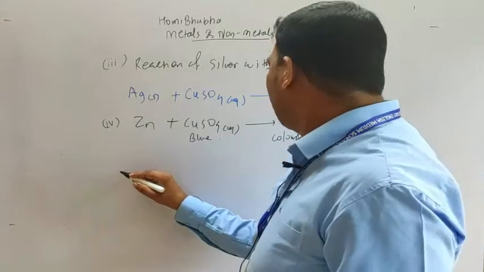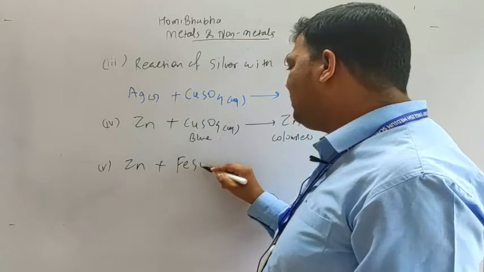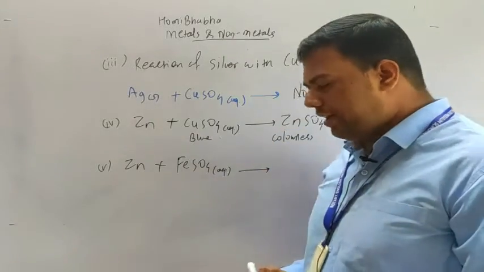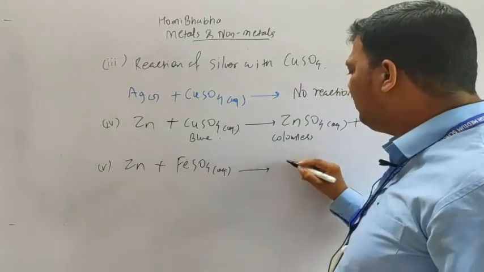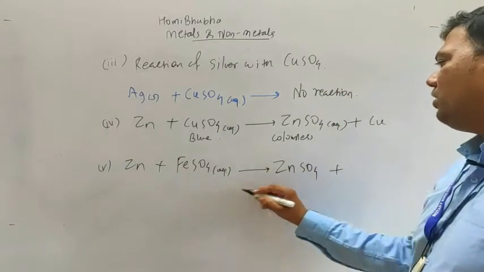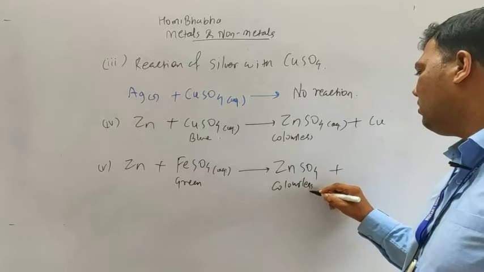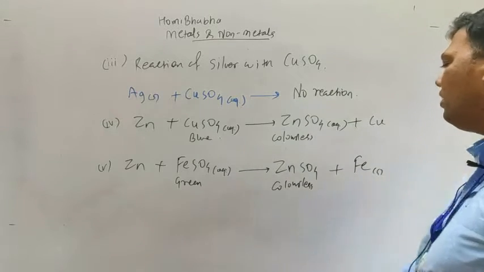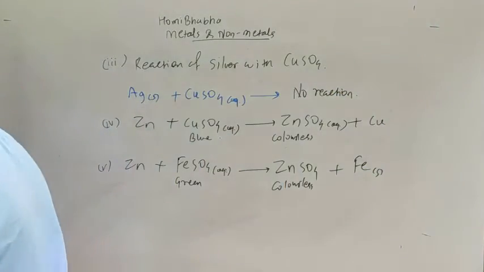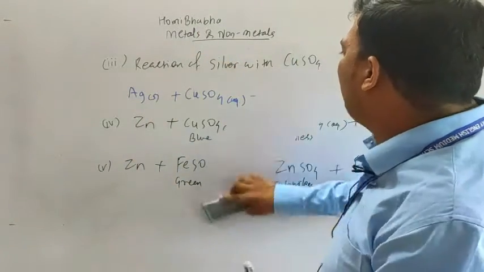Suppose you took the fifth one, Zn plus iron sulfate. Your zinc can displace the iron. Yes, iron is displaced. So what will you get? ZnSO4, colorless, plus iron solid. The iron sulfate is green. So these are simple reactions. We will see in some examples whether silver also displaces or not.